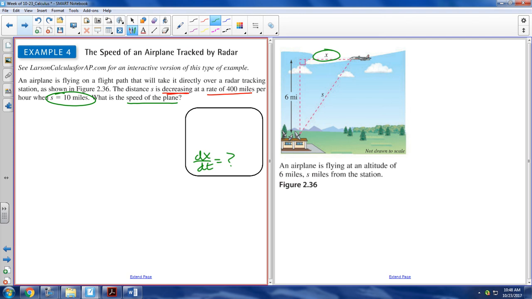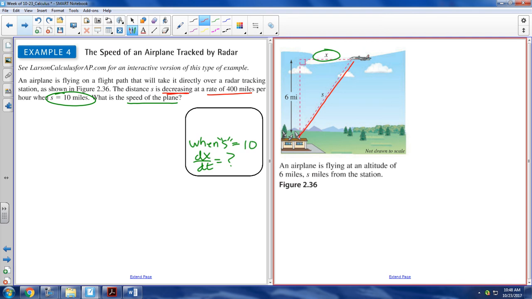We're looking for when s is equal to 10. That's also in green there. And here's the deal. I think that's the distance between the station and the plane. So that's this distance. So that's decreasing at a rate of 400 miles per hour.